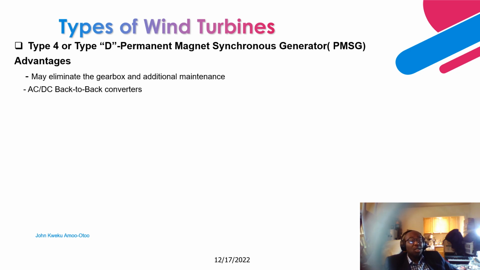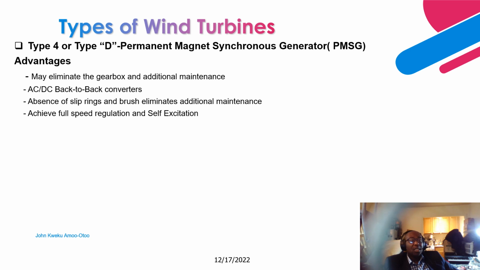Okay, so you have a choice of basically eliminating the gearbox and avoiding this additional maintenance. And like I indicated, they have a back-to-back full scale converter. Then we have the absence of slip rings and brushes for the permanent magnet synchronous generator. But the wound rotor induction generator for type 4 still has the slip rings and the brushes. Like I made mention, it can either be an induction generator or a synchronous generator.